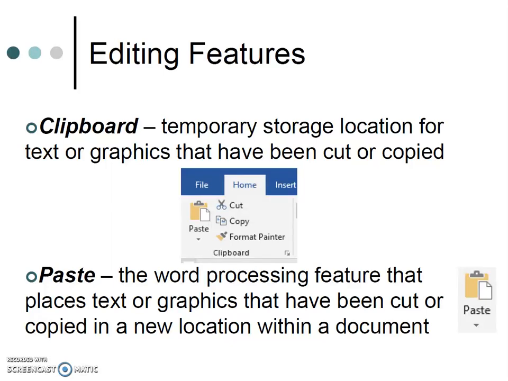Your clipboard feature is your temporary storage location for text or graphics that have been cut or copied. Okay, and then paste is the word processing feature that places text or graphics that have been cut or copied in a new location within a document.